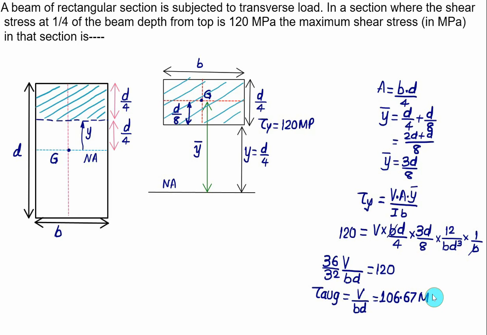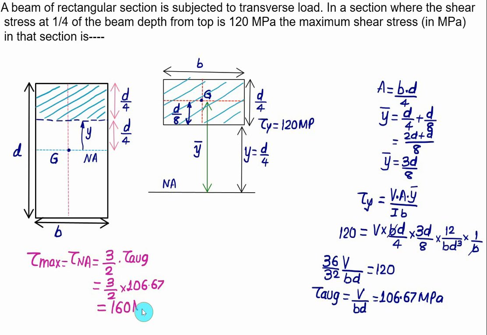So that value is close to 106.67 megapascal. We are interested in the maximum shear, and the maximum shear in the rectangular section will be at the neutral axis. So shear stress at the neutral axis is the maximum shear and is equal to 3 by 2 of tau average. That is, we have 3 by 2 times tau average, which this time is 106.67. So maximum shear in this case will come out to be 160 megapascal.